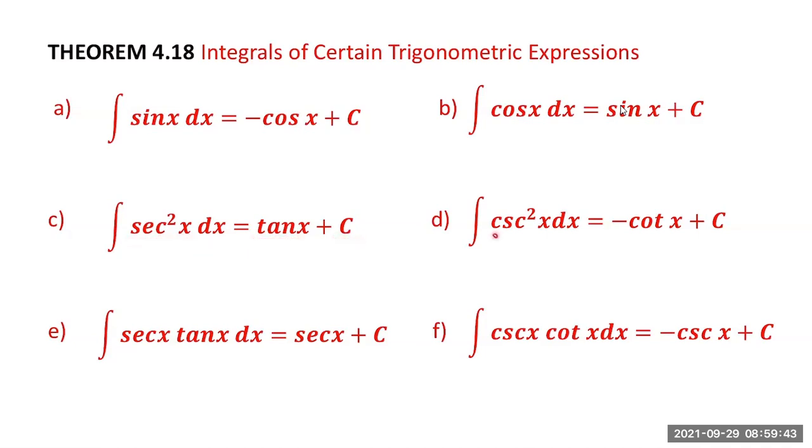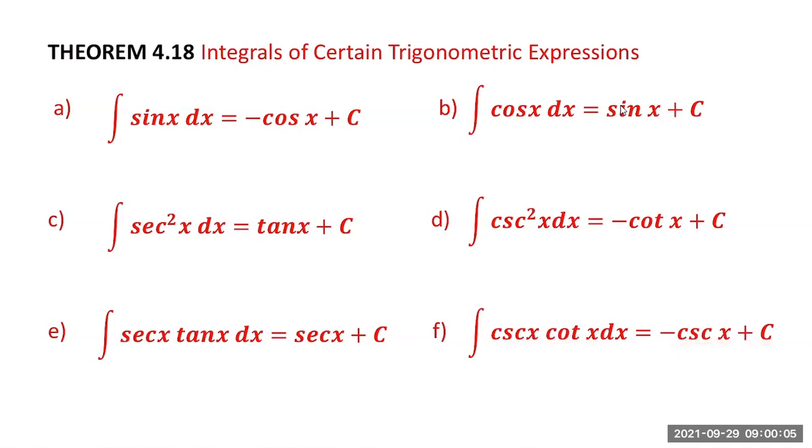And then the indefinite integral of cosecant squared x is minus cotangent x plus c. The indefinite integral of secant x tan x is equal to secant x plus c. The indefinite integral of cosecant x cotangent x is equal to minus cosecant x plus c.